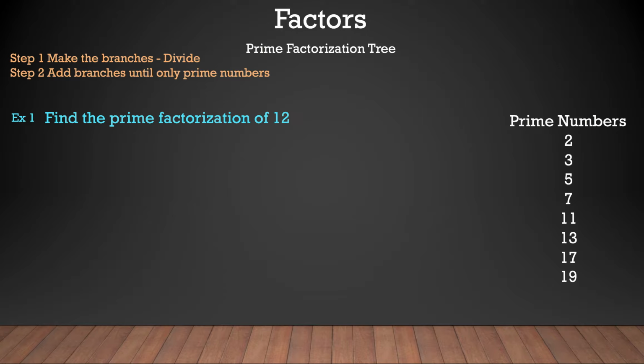Now let's go ahead and take a look at the steps. Step 1, make the branches, dividing or using factor pairs, it's up to you. Step 2, add branches until there are only prime numbers left. So let's go ahead and read the first question. Find the prime factorization of 12.